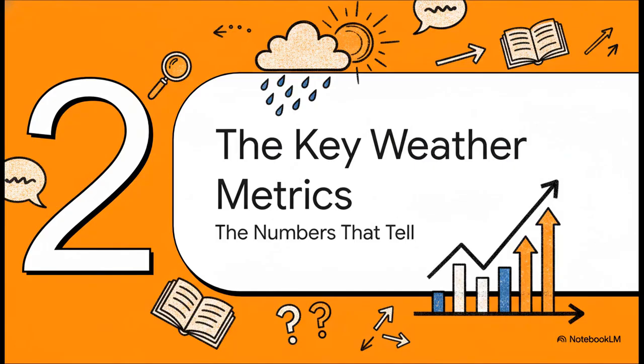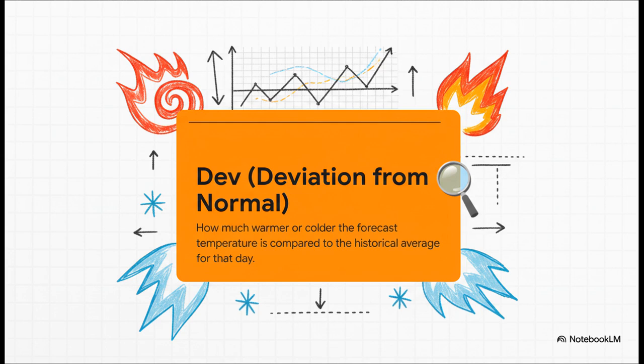Okay, let's jump into section 2, the key weather metrics. Now that we know the layout, we've got to learn the language. These are the specific numbers, the vocabulary that hold all the most important clues to our story. All right, the first and probably most important term here is DEV, which is short for deviation from normal. This little number tells us exactly how unusual the temperature is. A big positive number? That could be a heat wave. But a big negative number? Well, that's our signal for a major cold snap. That's our clue. That's the number we're hunting for.